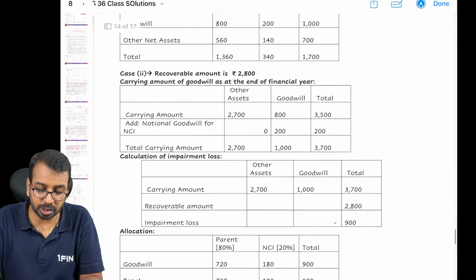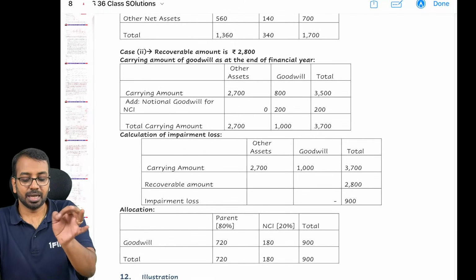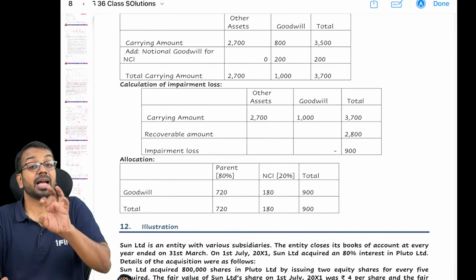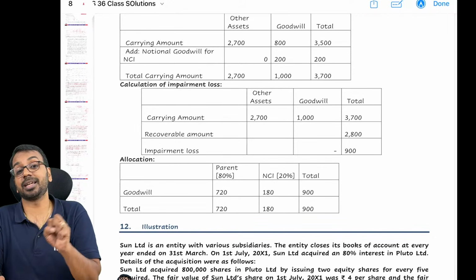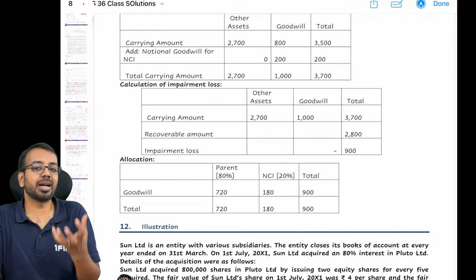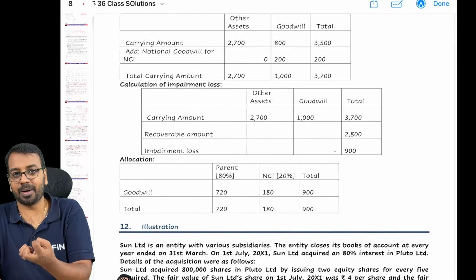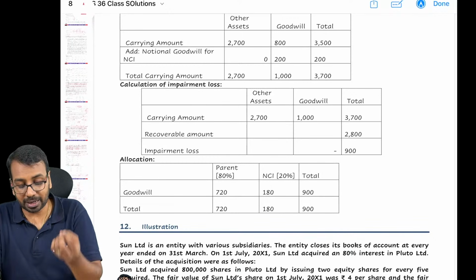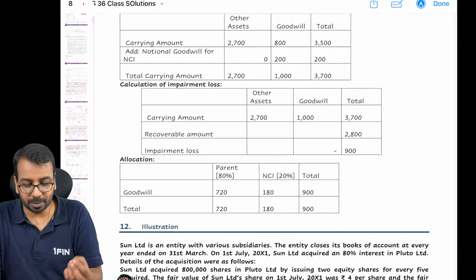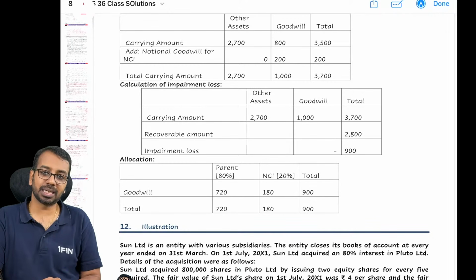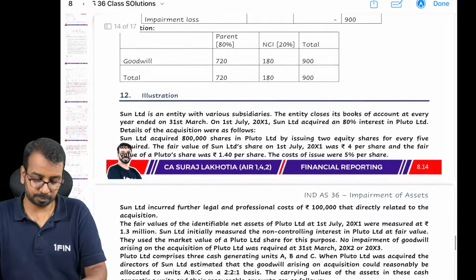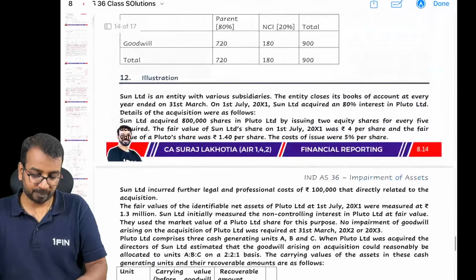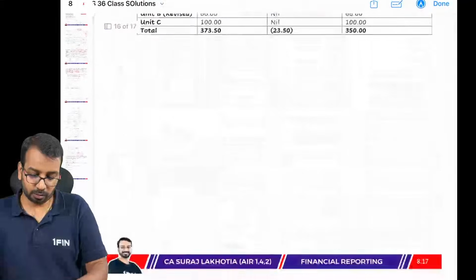If the recoverable amount is 2,800, impairment loss is how much? 900. Entire impairment loss will be adjusted against goodwill. But 900 is the total impairment. We have recognized only 80% of the impairment. So we will consider only 80% of the impairment, that is 720, in the books of accounts. You can do it on your own.